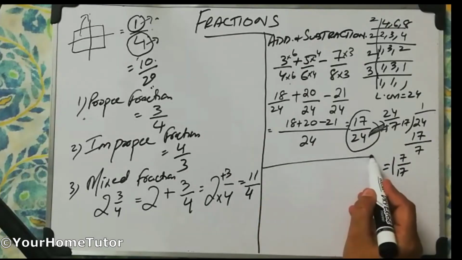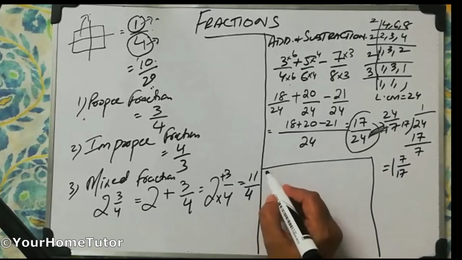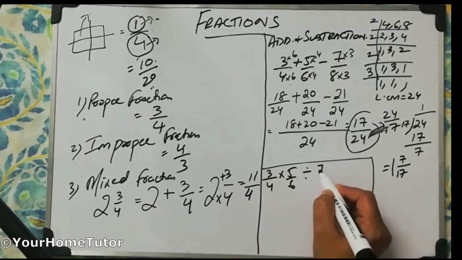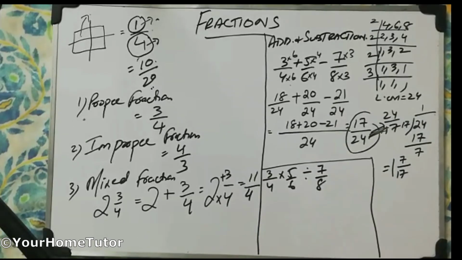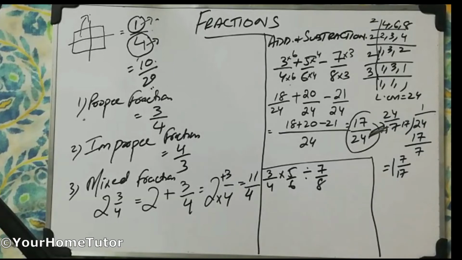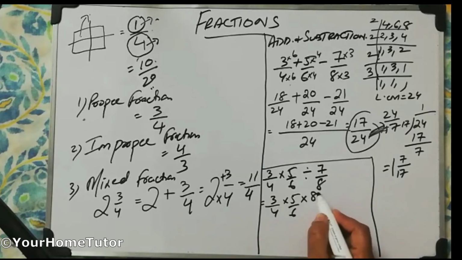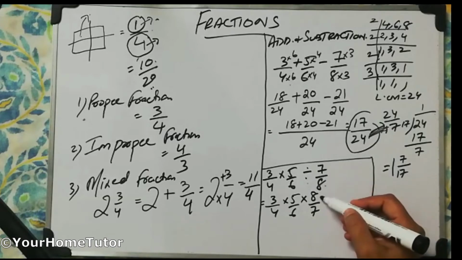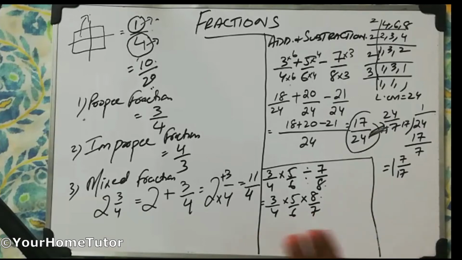Now, how to solve multiplication and division? Consider the same fractions. Suppose 3 upon 4 multiplied by 5 upon 6 divided by 7 upon 8. Now what to do? In this case we will not take the LCM. LCM is only needed when we have a plus or minus sign between the fractions. If there is no plus or minus sign, we don't have to take the LCM. Simply we'll simplify. 3 upon 4 remains as it is, 5 upon 6 as it is, multiplied by 8 upon 7. Why did we write 8 upon 7? The fraction after the division sign will invert.